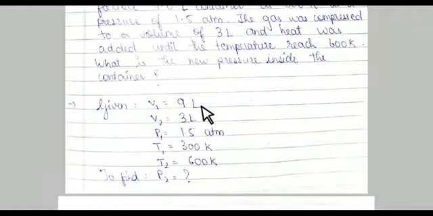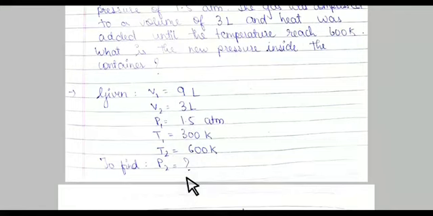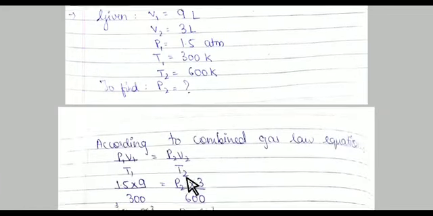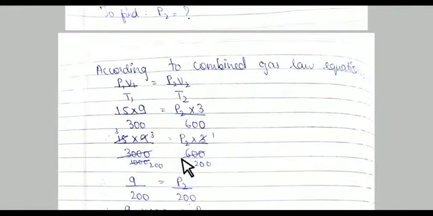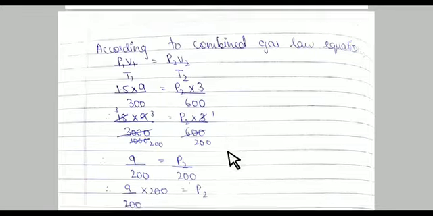See here, given is V1 9 liter, V2 3 liter, P1 1.5 atmosphere, T1 300 Kelvin, T2 600 Kelvin, and we have to calculate P2. So student, in this question we have to apply the combined gas law. According to the combined gas equation, P1 V1 upon T1 is equal to P2 V2 upon T2. We have to calculate P2. Now P1 is 1.5, V1 is 9, T1 is 300, P2 as it is, V2 3 and upon T2 600. Just cancel all the terms as far as possible.